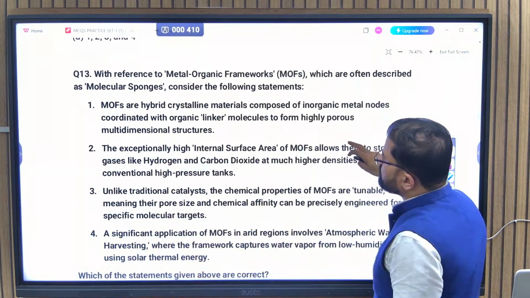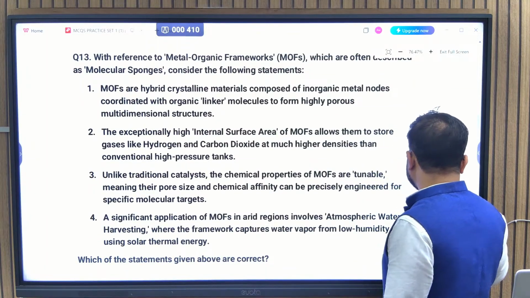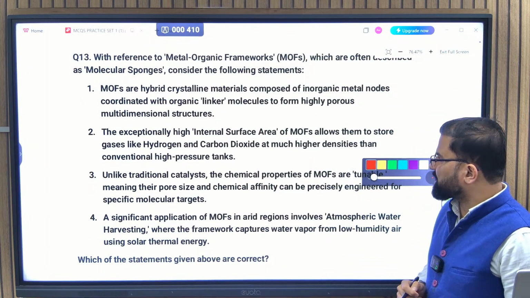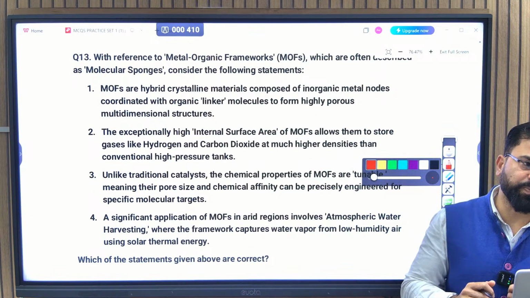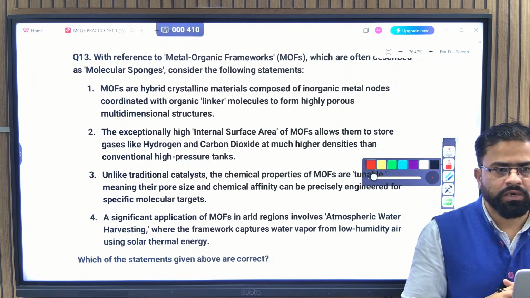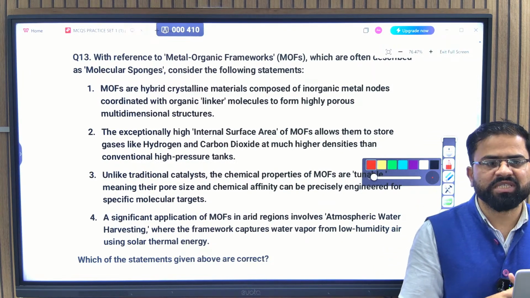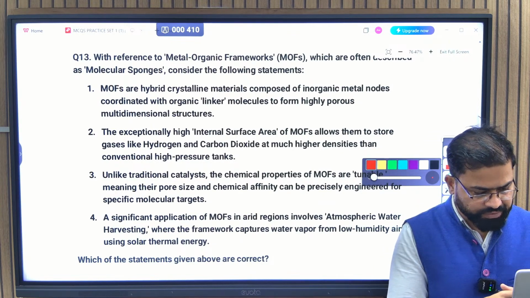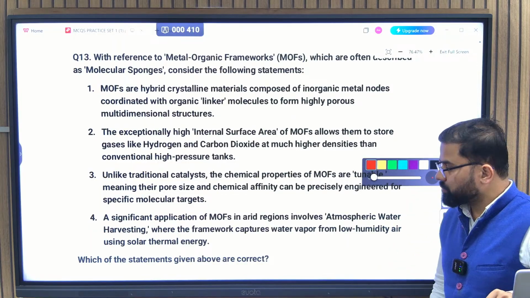Question number 13. Solve it. We have discussed the metal organic framework. It was awarded the Nobel Prize in Chemistry in 2025 itself, and it seems to be a very important question. Please solve this question.